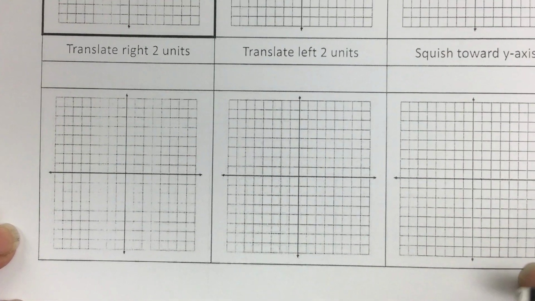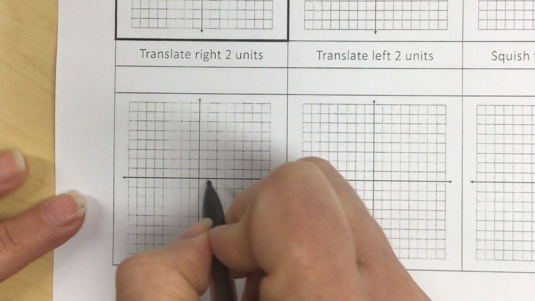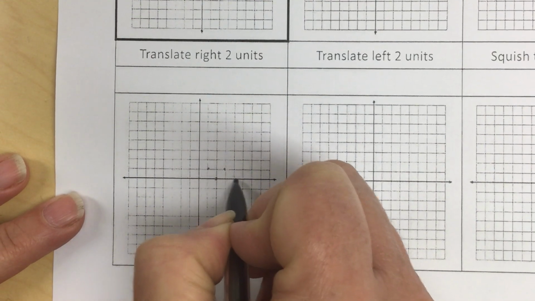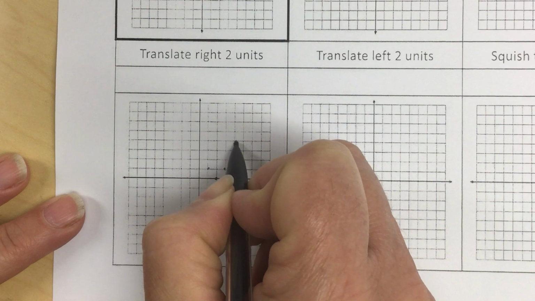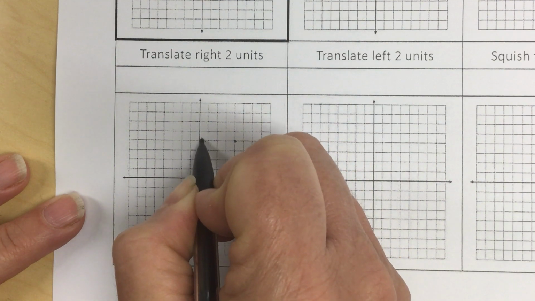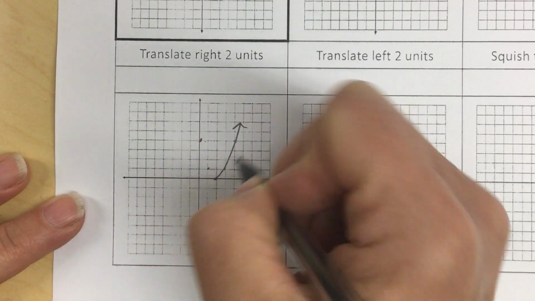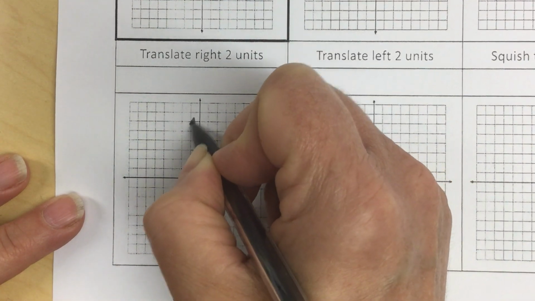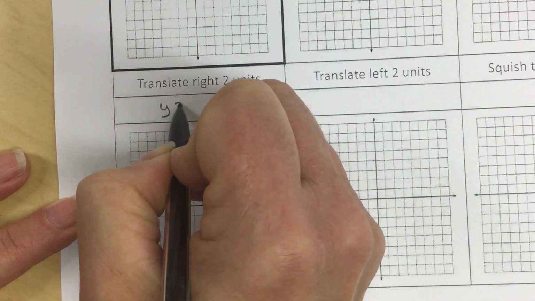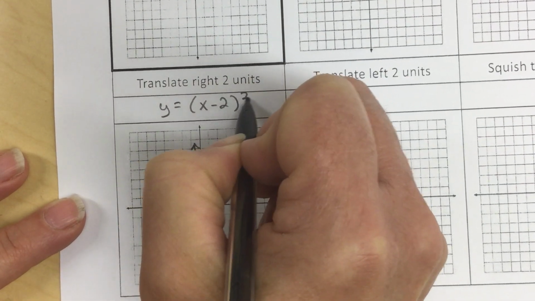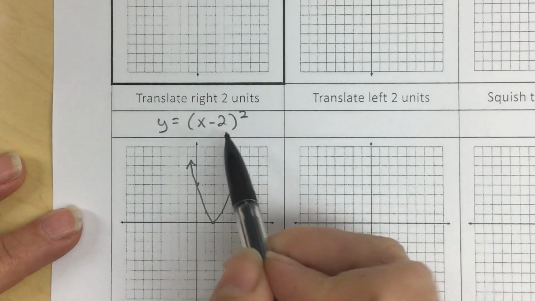To translate it to the right 2 units, we're going to come over 2, and then over 1, up 1 on each side, over 2, up 4. And in your packet you had said to move it to the right, you're going to subtract 2 on the inside. If you subtract on the inside, it moves it to the right.